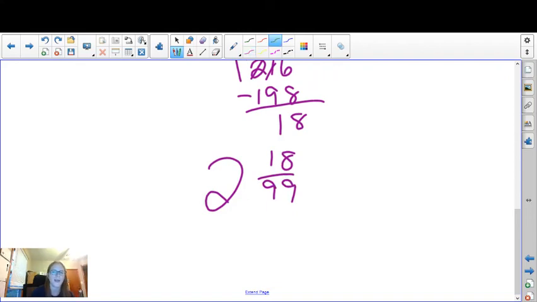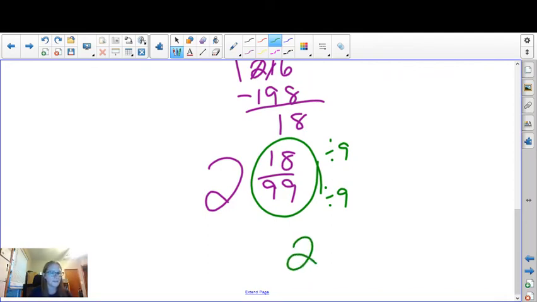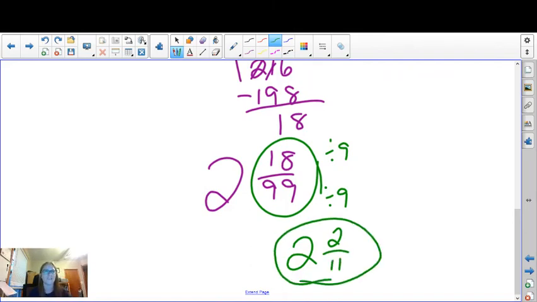Well, then you're like, well, hey, I can reduce this fraction. 9 goes into both of those. The 2 doesn't change because it's not the fractional part, it's the whole number. 18 divided by 9 is 2, and 99 divided by 9 is 11. So my final answer is 2 and 2 over 11.